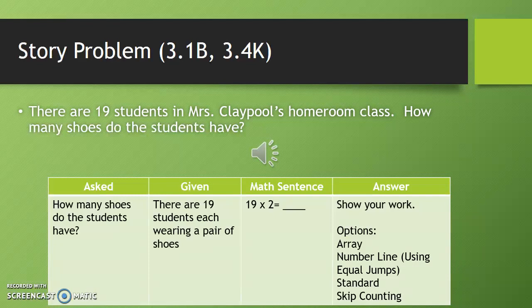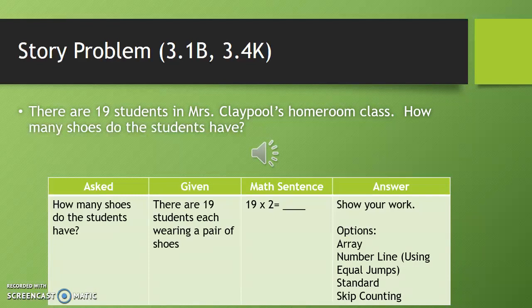We know that there are 19 students, each wearing a pair of shoes. Now, it doesn't say that exactly in the story problem, but that's the information that we're given. We're given that there are 19 students, and then we know that each student has a pair of shoes on. That does not count any days where somebody has taken their shoes off. We are assuming that all of the students have a pair of shoes on. Okay, now the most important thing that I need you to know is that you need to show your work. How did you find your answer?